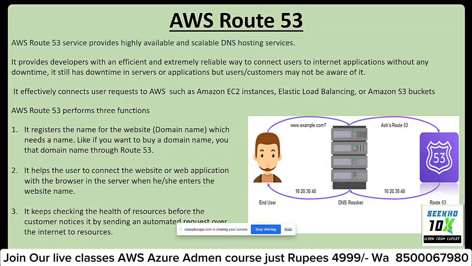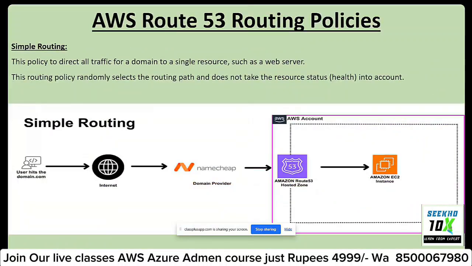Before going in depth, there are different types of routing policies in AWS Route 53. The first policy is simple routing. What do we mean by simple routing? This policy directs all the traffic for the domain to a single resource, such as a web server.